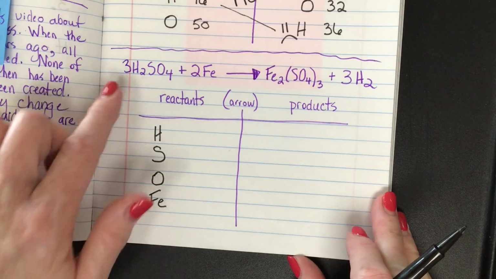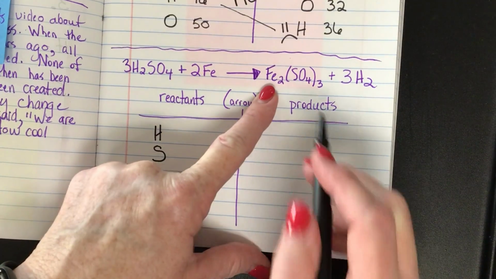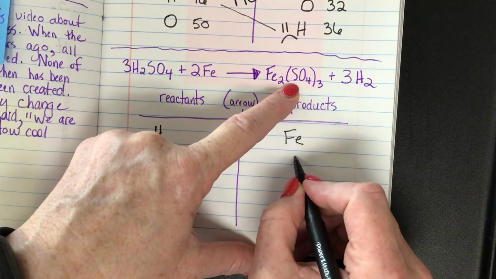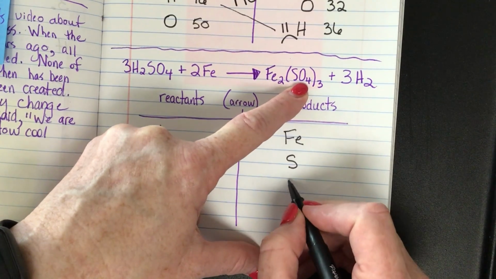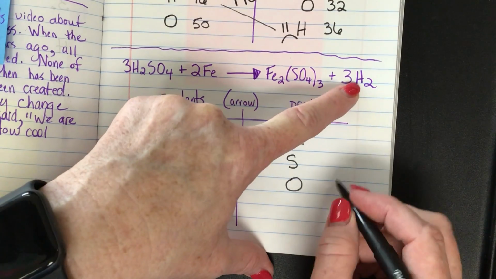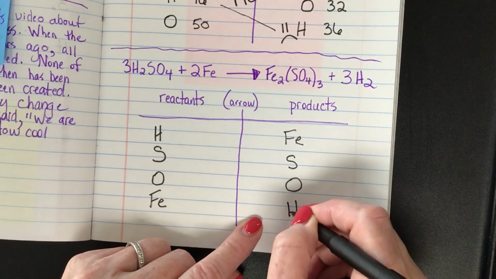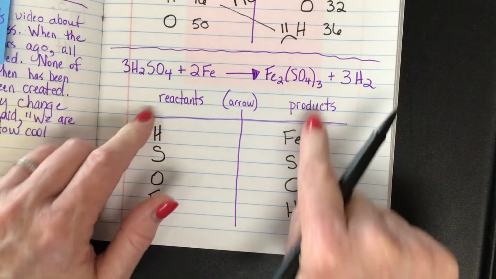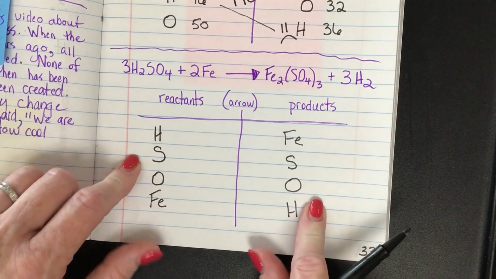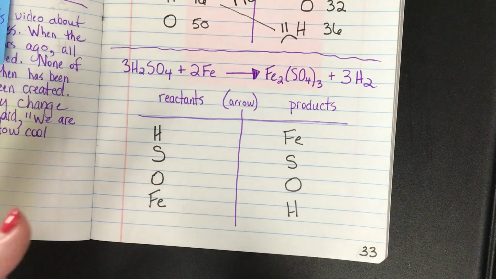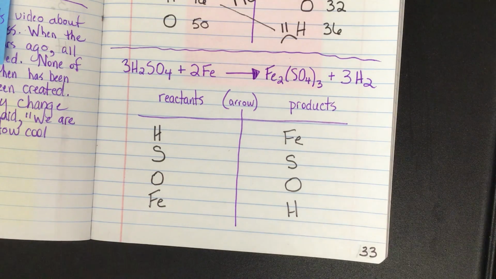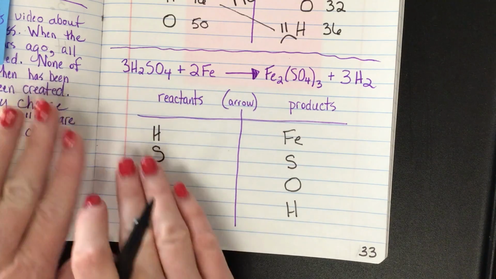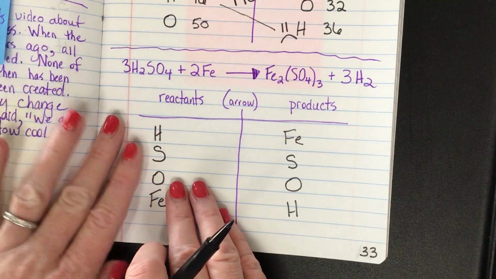All right, let's look at the product side. We have iron. We have sulfur. We have oxygen. We have hydrogen. Is it okay that these are out of order? Yes. You know how at the beginning of every unit, I switch your seating chart? Well, I don't get rid of students or gain students. I just move you guys around, right? That's kind of what happens in a chemical reaction.